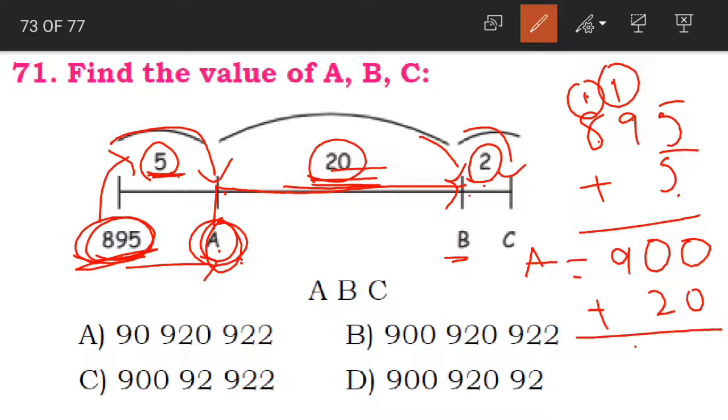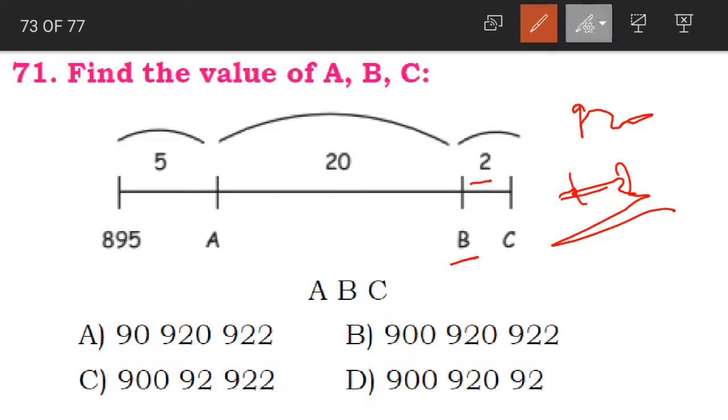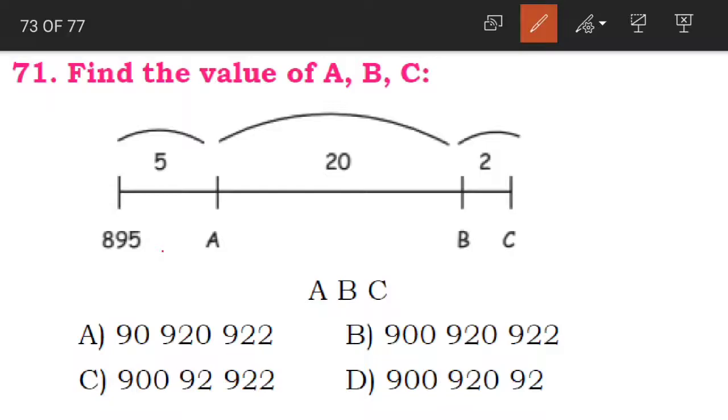900 plus 20 is equal to how much? 920. Now what is this 920? It is the value of B. Yes, children? 920 is the value of B. Now lastly what do we have? We have C. Now how to get C? B is 920, right? To that we need to add 2. So 920 plus 2 becomes 922.